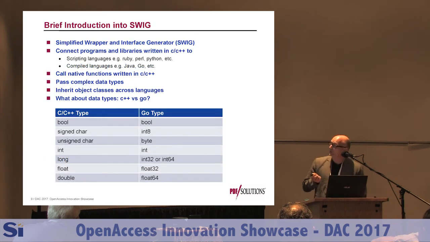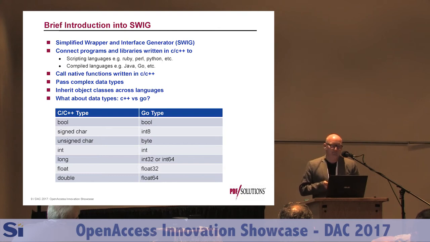Very brief introduction to SWIG. I don't want to make it too hard here, just so that you have heard of it and what it's used for. SWIG is a simplified wrapper and interface generator. It connects programs and libraries which you have written in C or C++ to almost any scripting language, like Ruby, Perl, Python, you name it. It's really powerful in this sense.